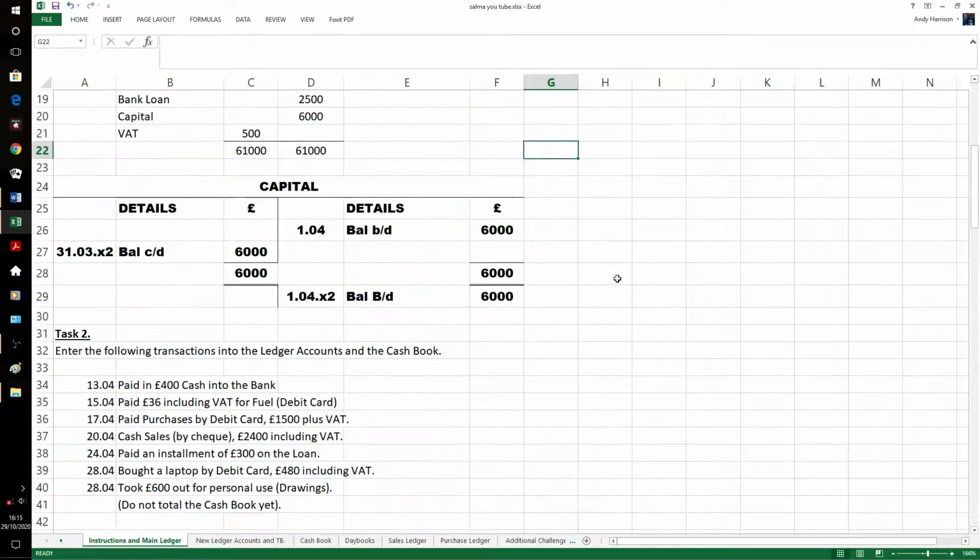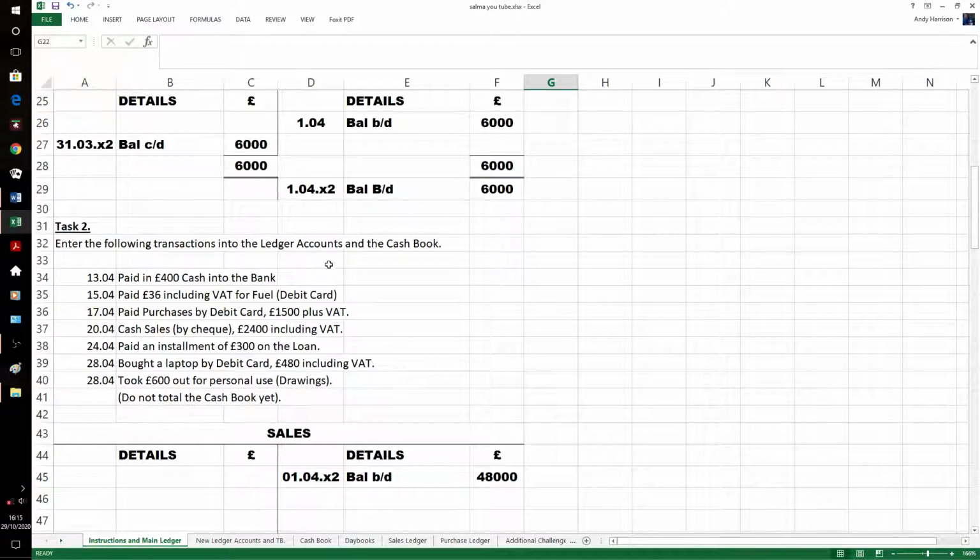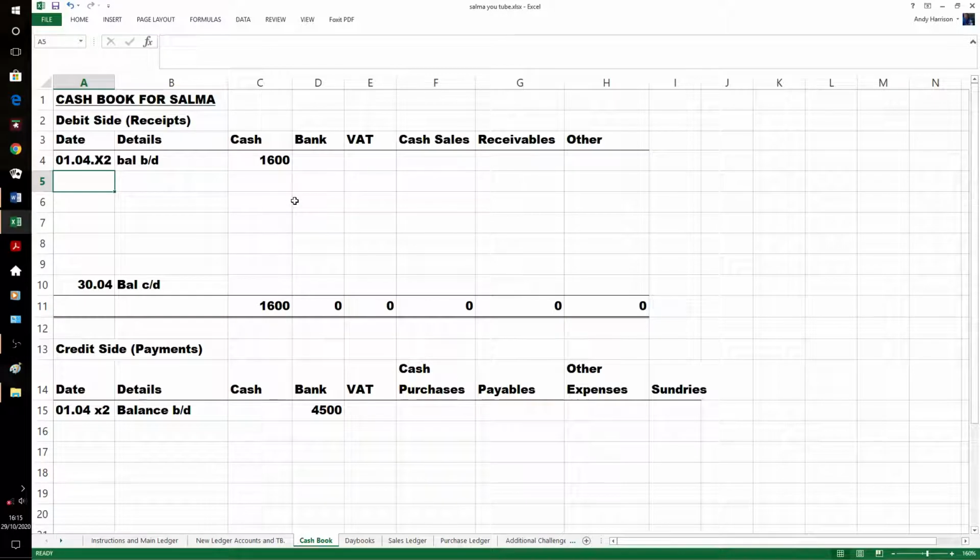So now we've got some transactions. We're just going to put them into the cash book first. In fact, we're going to put them into the ledger accounts afterwards. So £400 cash into the bank. Now here's our cash book. You can see from the trial balance she'd got £1,600 cash. She was overdrawn by 4,500 in the bank, so it's no surprise that she needed to put some money into the bank, if only to please the bank manager.